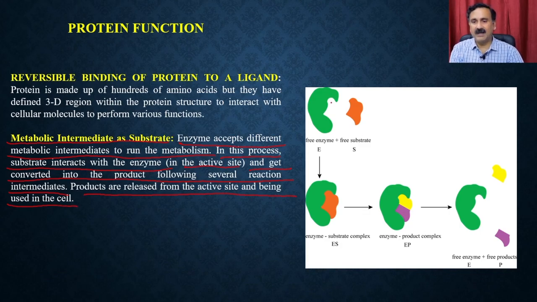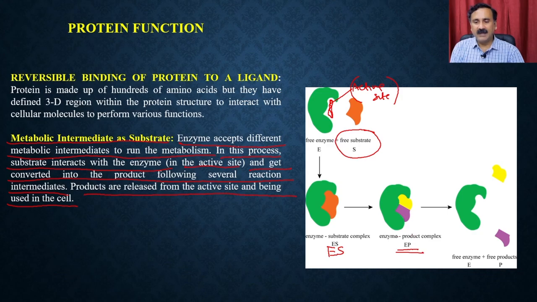You have a free enzyme, and this is the active site, right? This is the enzyme's active site. So the active site is the area where the enzyme is going to interact with the substrate. When the substrate comes, it binds reversibly to this area, and that's how it forms the ES complex. Once the ES complex is formed, there will be a lot of intermediates, right? And because of that, the enzyme-substrate complex gets converted into the enzyme-product complex.